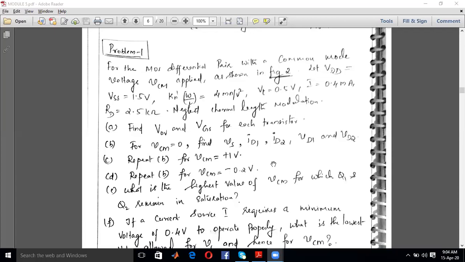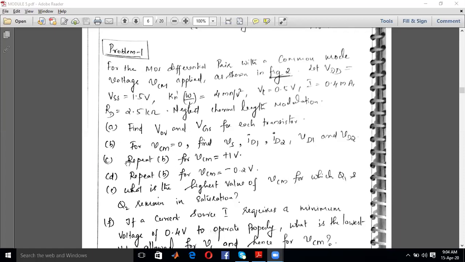Double-ended output means the output is taken at drain 2 with respect to drain 1. So the output is nothing but the difference between the two voltages, that is VD2 minus VD1. So if your amplifier is working in common mode, meaning the two signals are the same as well as lie within a particular range, then you can ensure that your current is going to be divided equally among the two transistors. As a result, the two drain voltages will be the same. That you have to check from question number B.